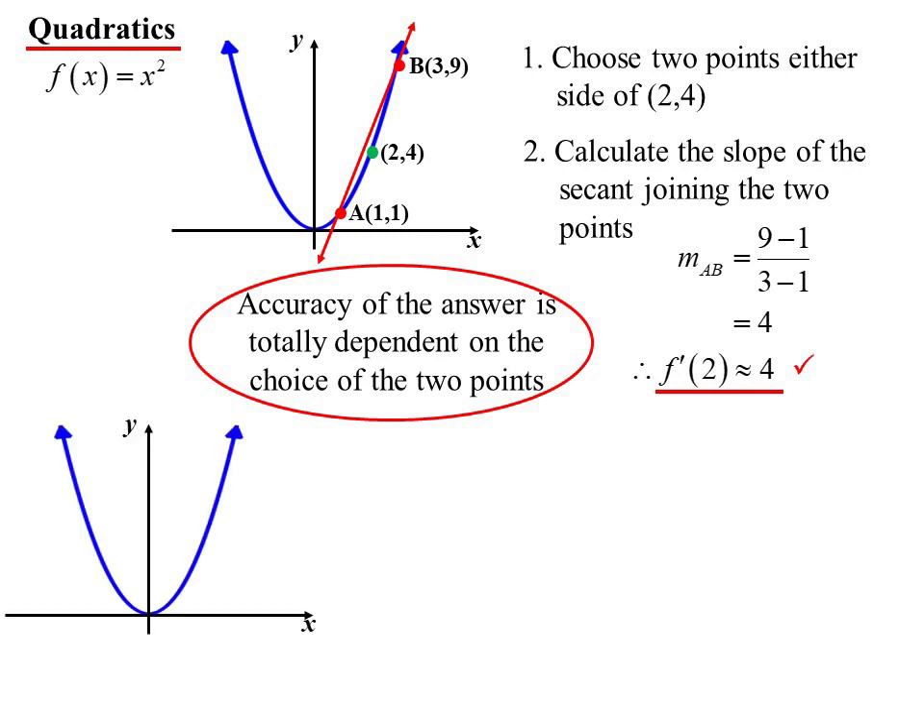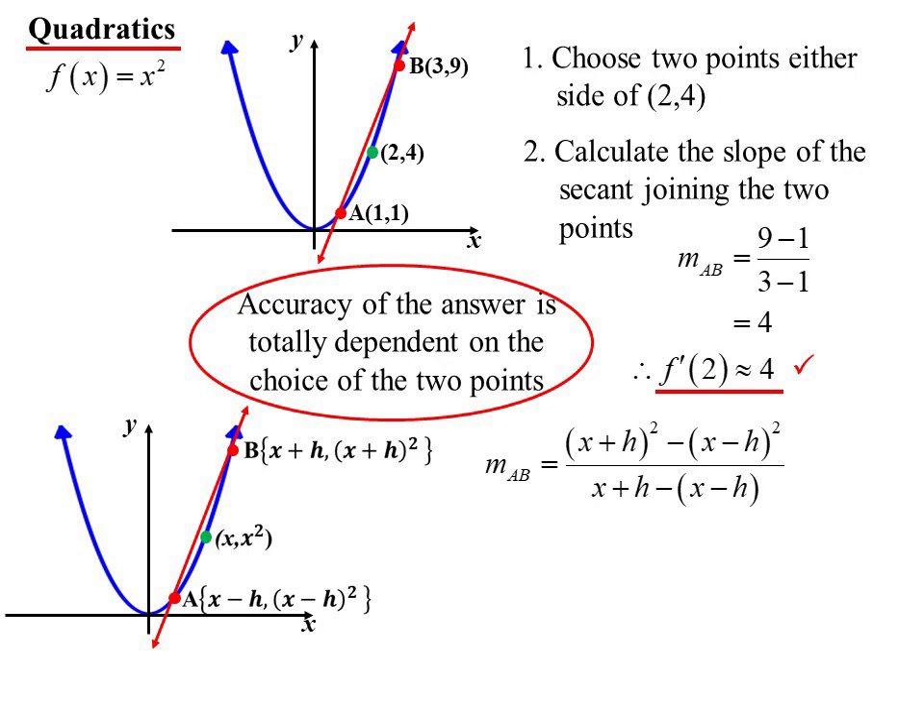So in general, if I have x and then the y value would be x squared, if I pick a point, say h to the left of x and h to the right of x, I create symmetry. Well, the y values would be x plus h squared and x minus h squared. I can work out the slope and we come up with 2x, and 2x is indeed the gradient function for x squared.